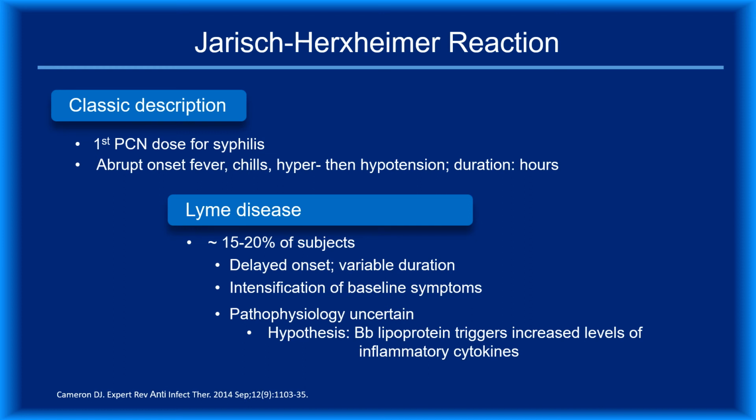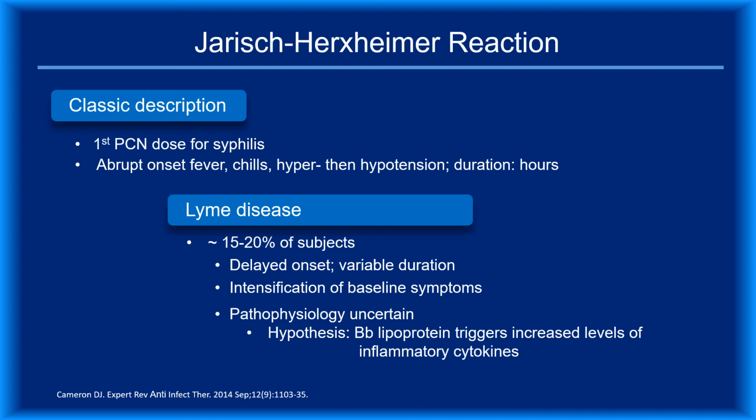In contrast, the Jarisch-Herxheimer reaction in Lyme disease tends to be delayed. It may not occur until day 2 or 3 of therapy. Rather than a set list of symptoms, Lyme-related JH reactions involve an intensification of the patient's baseline symptoms. The duration is variable. The pathophysiology is unknown.